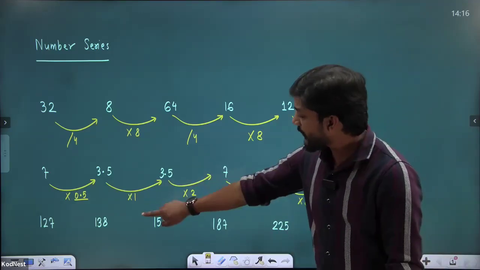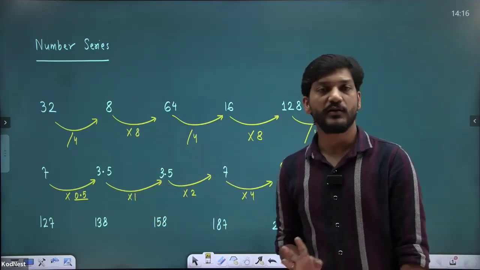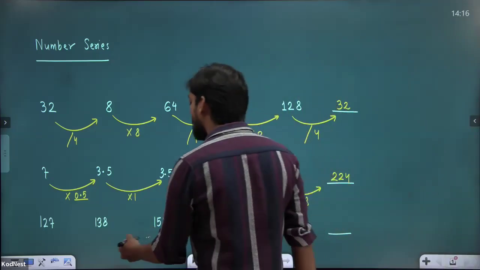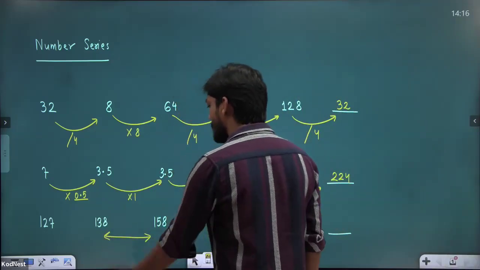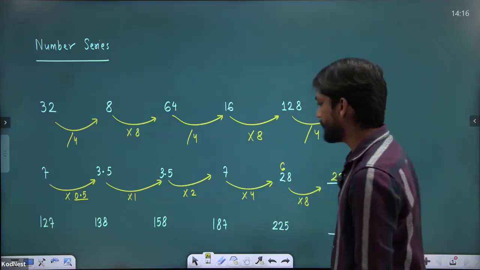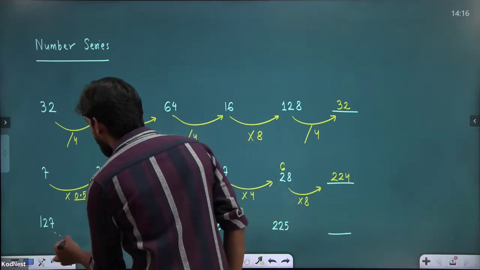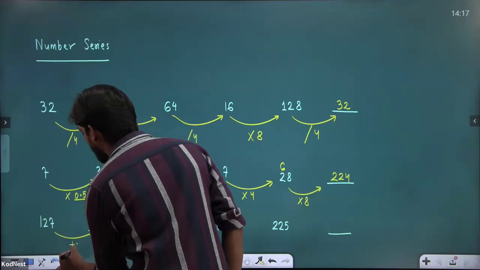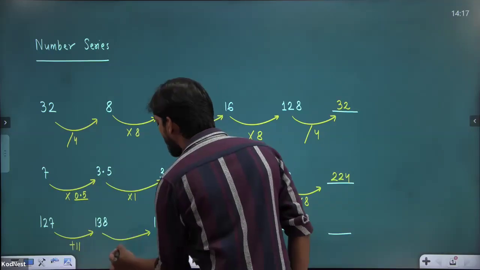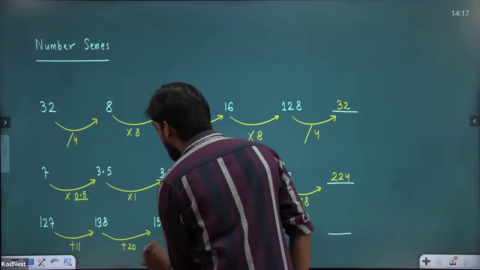Now, when I come here, I will not think multiply and divide because it is not working out clearly. I cannot relate them with multiply and divide. It is not possible. So think addition and subtraction. So 127 plus 11 will give you 138. 138 plus 20 will give you 158.